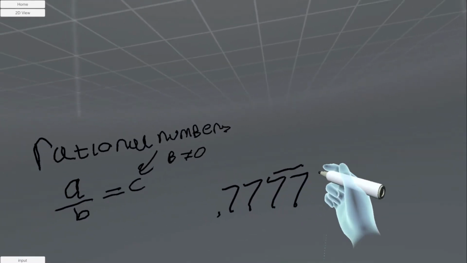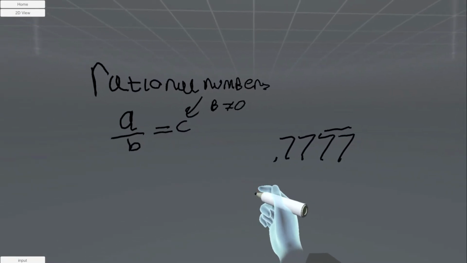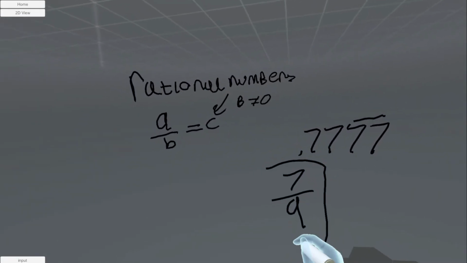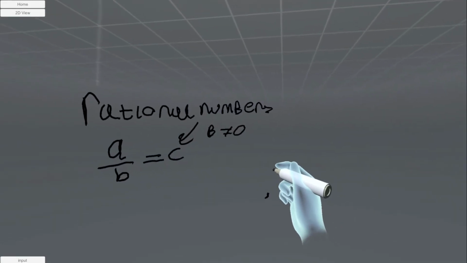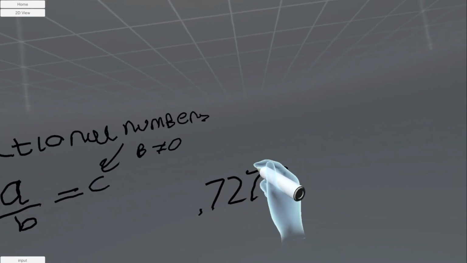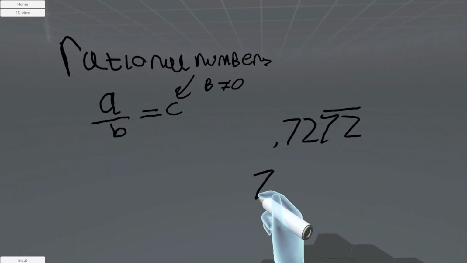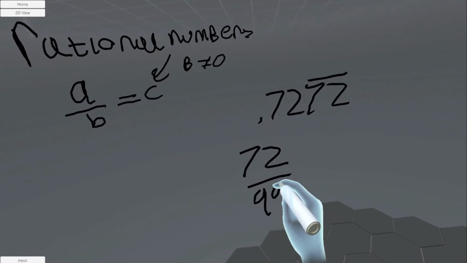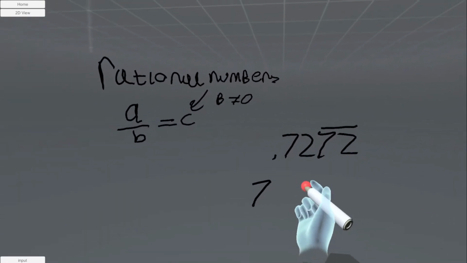So we'll take a number such as 0.7777 and infinitely many sevens. Well, this we can write as 7 divided by 9, which indeed is a rational number. Same with things like 72, 72, repeating on and on. It can be written as 72 divided by 99. So this indeed is a rational number.